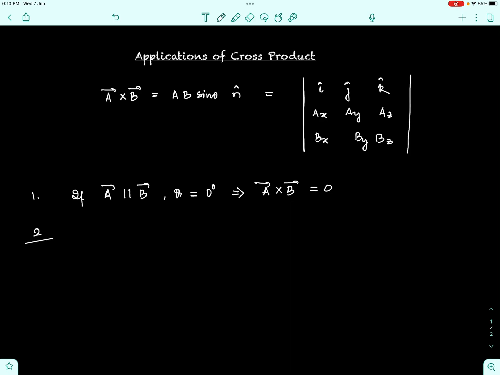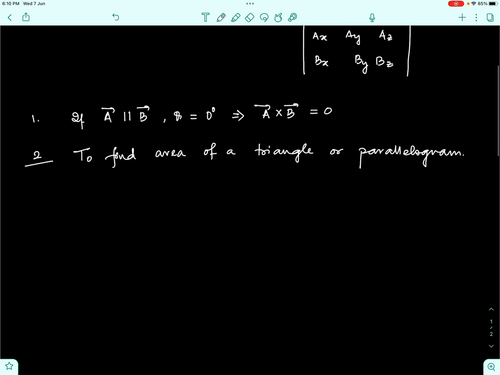Second application is in finding out the area of a triangle or a parallelogram which are formed by the vectors A and B. How do we do this? Let us see. Let us say we have two vectors A and B drawn such that their tails are coinciding. If this is how we draw them, and we also know the angle between them.